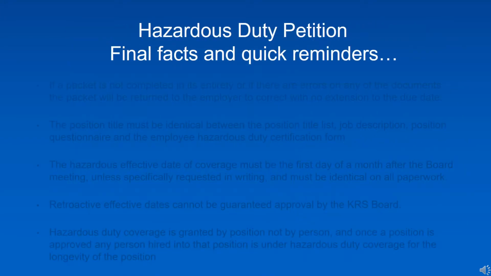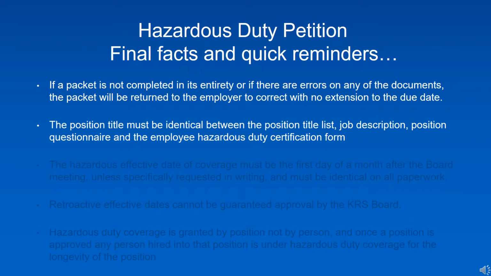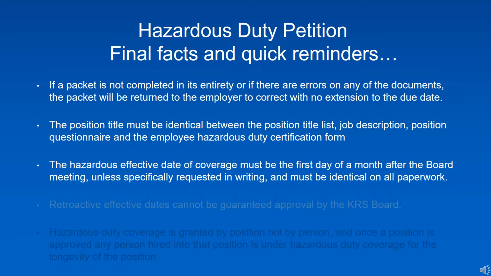A couple things to remember while you are completing the hazardous duty packet. If a packet is not completed in its entirety, or if there are errors on any of the documents, the packet will be returned to the employer to correct with no extension to the due date. The position title must be identical between the position title list, the job description, the position questionnaire, and the employee hazardous duty certification form. The hazardous effective date of coverage must be the first day of the month after the board meeting, unless specifically requested in writing, and must be identical on all paperwork.